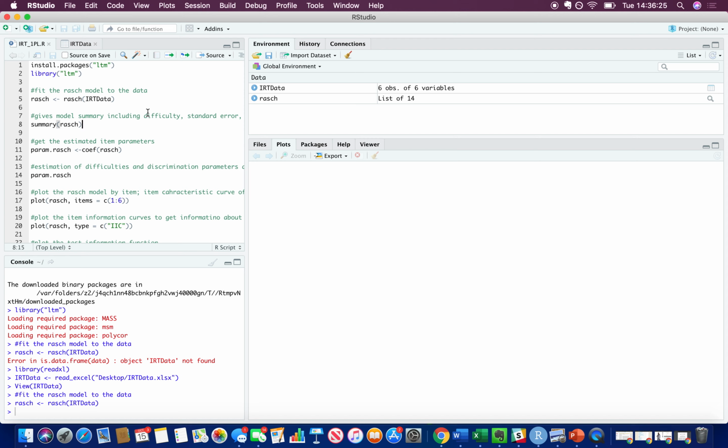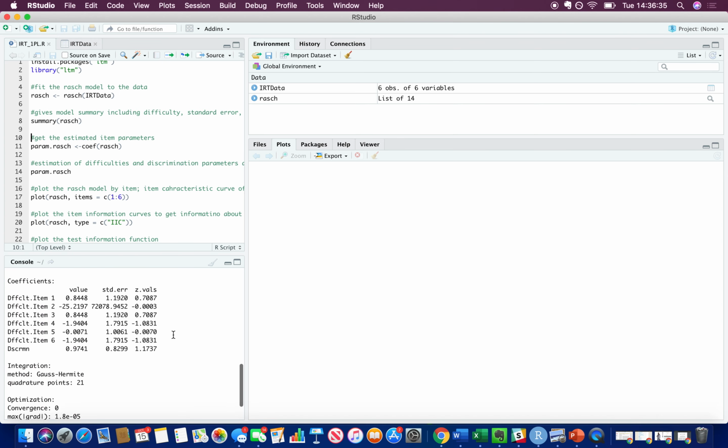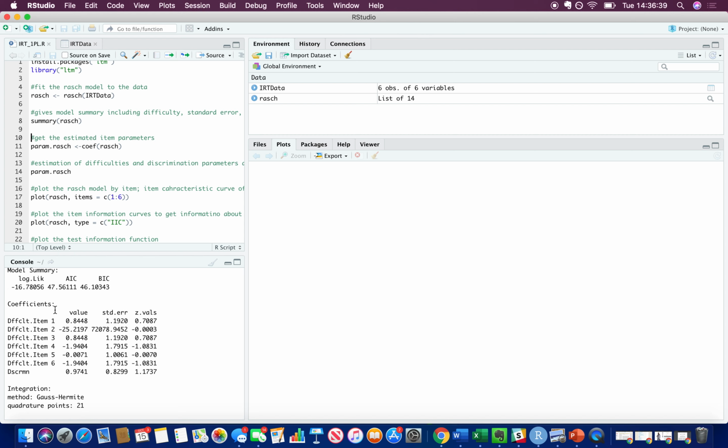Then you can run the model summary of this, and this will give us information like difficulty, standard error, z-values. If we look at the different items, we can see the difficulty parameters. Z-values higher than 1.65 supposedly indicate that the difficulty parameter is significantly greater than 0 at alpha 0.05. Higher difficulty estimates indicate that the item requires a higher level of the latent trait to have that 50% chance of getting the item correct.